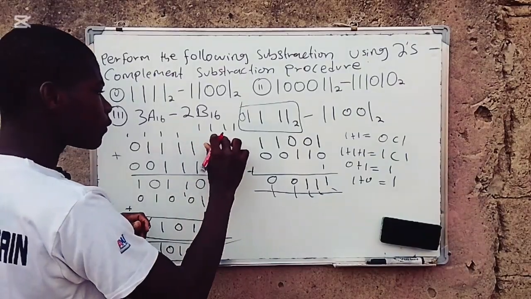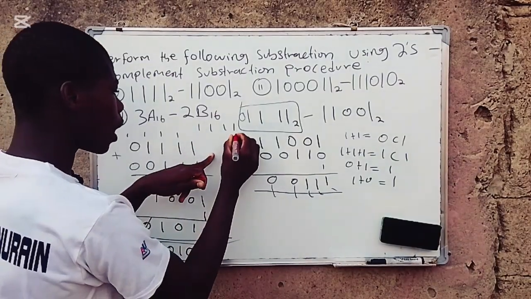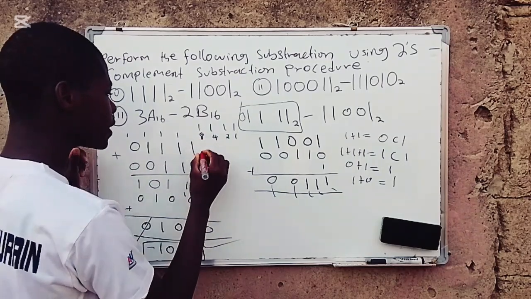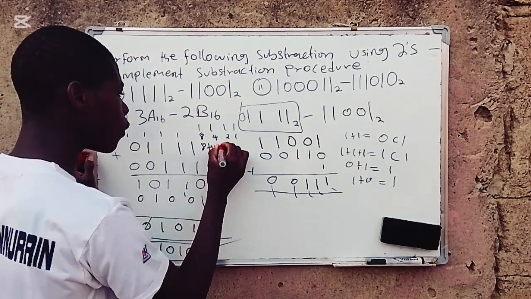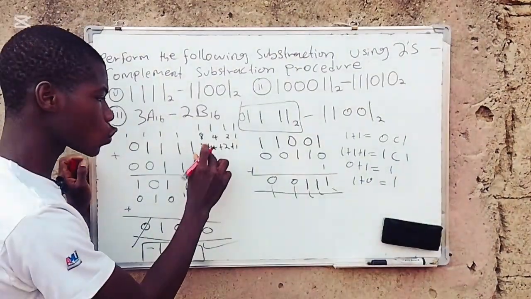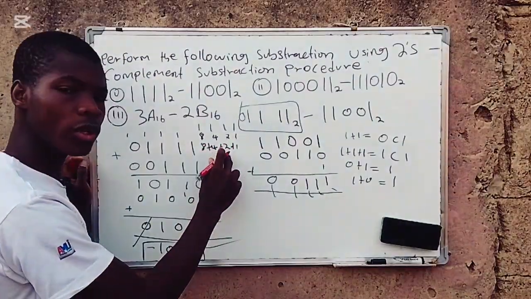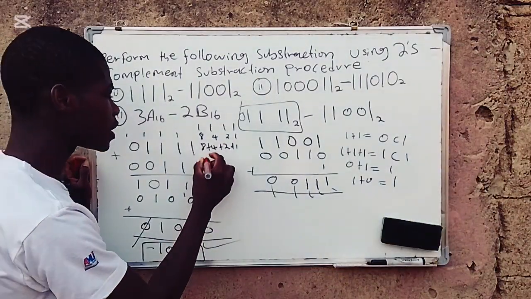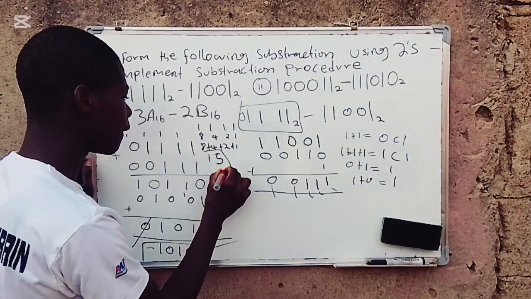If I'm going to find the decimal of this binary, I will have 1, I will have 2, I will have 4, I will have 8. So therefore 8 plus 4 plus 2 plus 1. 8 plus 4 is 12. And 12 plus 2 is 14, plus 1 is 15. So therefore it becomes 15.